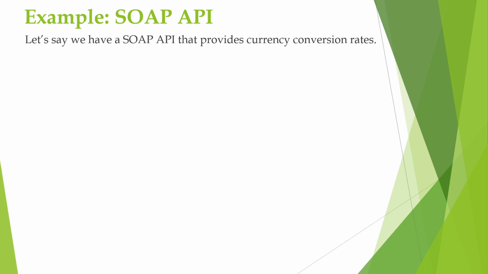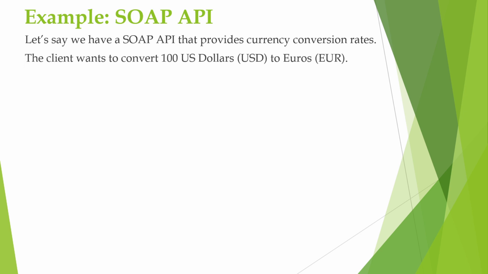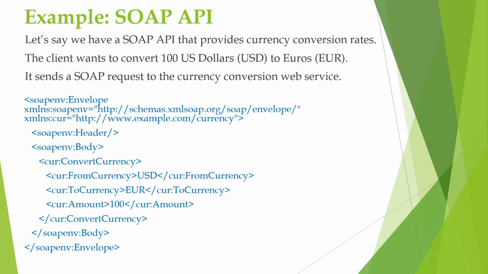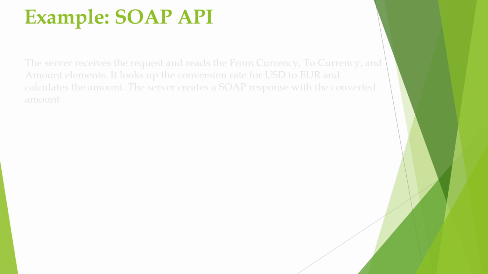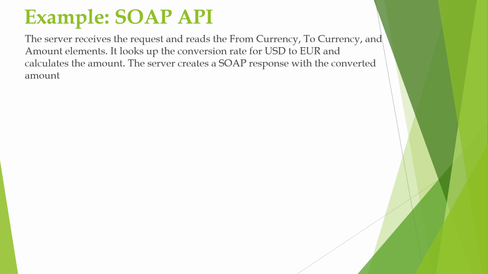Now let us assume that you need to convert some currency rates. So you are searching on a web browser to convert 100 US dollars to euro. When you search this on any web page or application, it sends a SOAP request to the currency conversion web service. The request to the web service will be in the form of an XML file. The XML file looks like this. The server receives the request and reads the from-currency, to-currency and amount elements. It looks up the conversion rate for USD to euro and then calculates and converts the amount.